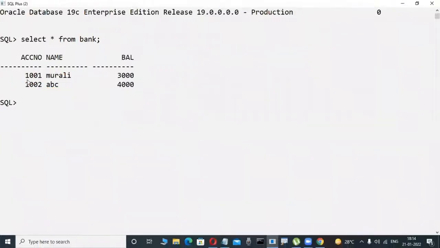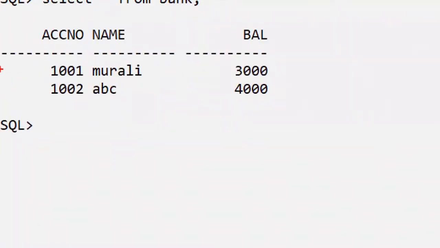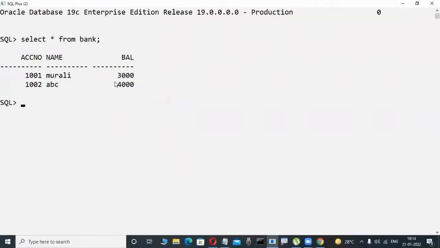Suppose this data, observe it for 1 minute. 1001 is an account number. My name is Murali, I'm an account holder. My balance is how much? 3000, for example. Observe here, my balance is 3000. Now check out the scenario, slowly observe it here.